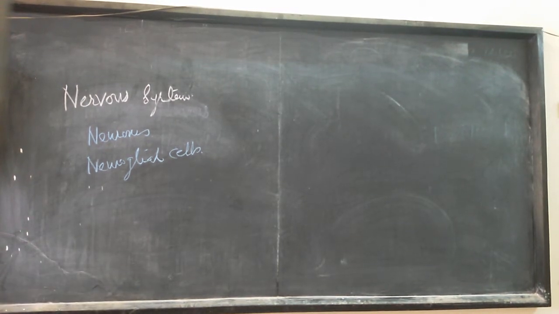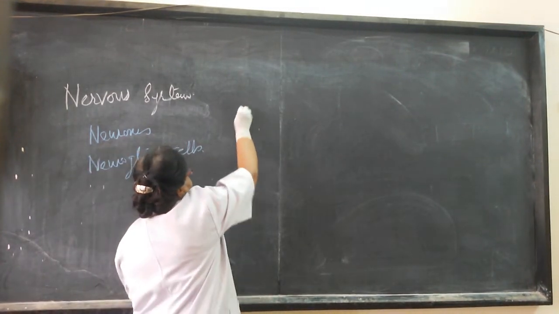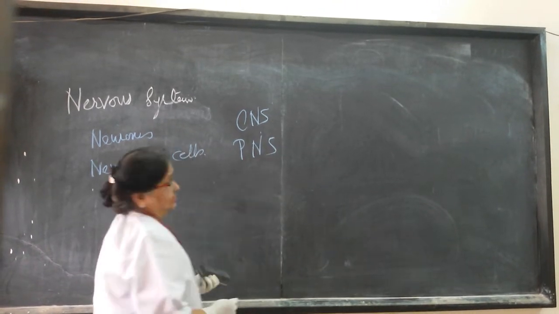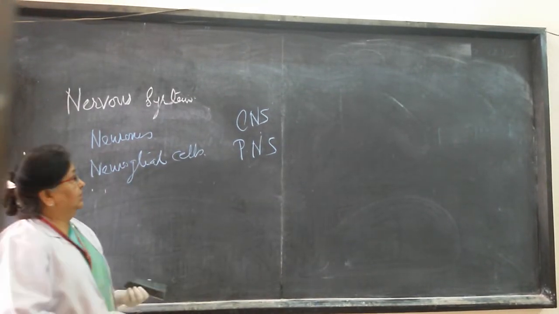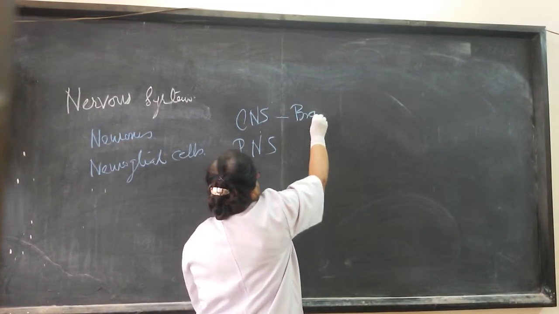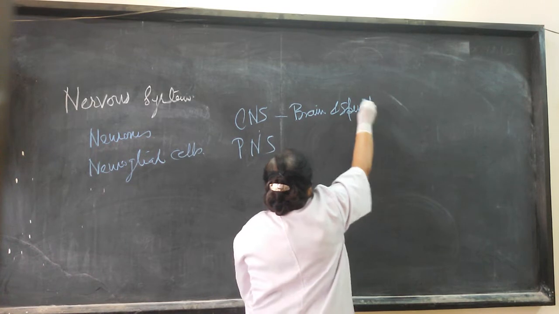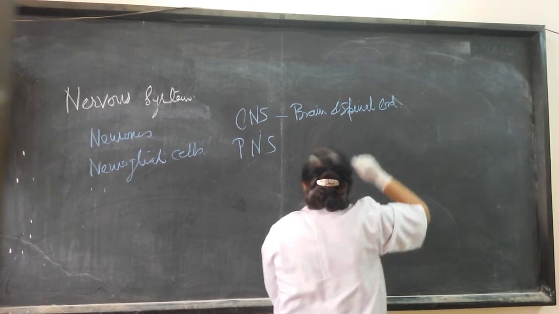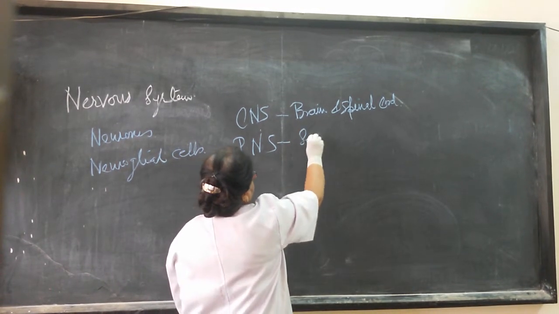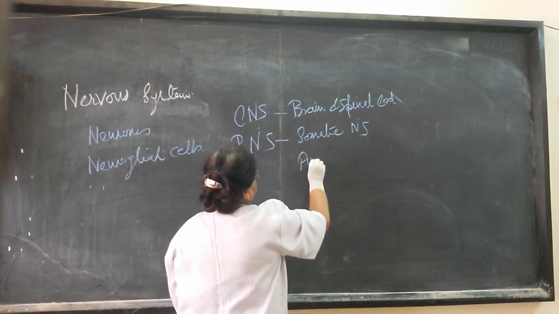The nervous system has been classified into the central nervous system, CNS, and the peripheral nervous system, PNS. The central nervous system includes the brain and the spinal cord. And the peripheral nervous system comprises the somatic nervous system and the autonomic nervous system.